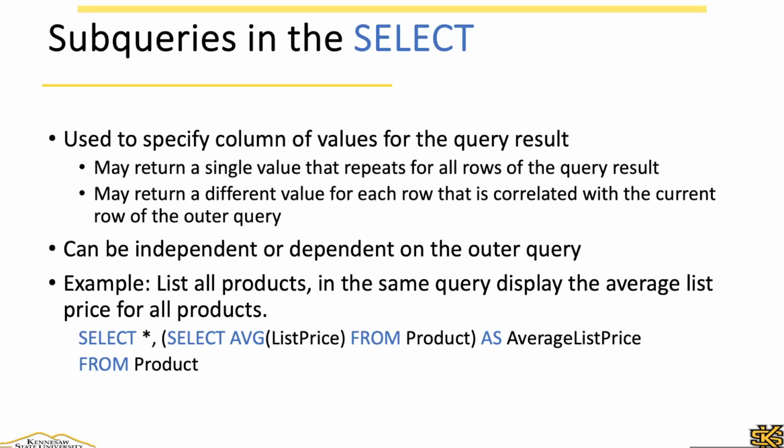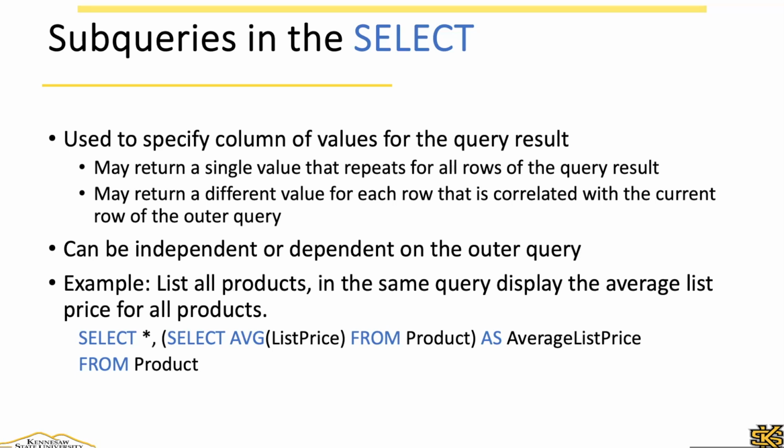Similar to subqueries in the where clause, subqueries in the select clause can be either dependent or independent. If they are dependent, you will need to use different aliases for the same table in both the outer and inner queries. Here is an example where we want to list all products along with the average list price of all products.